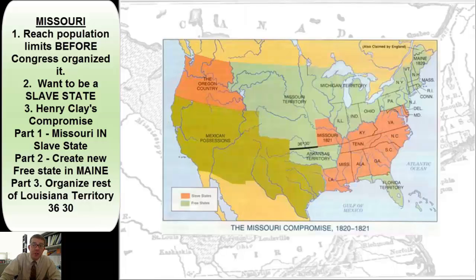And so here's what the United States looks like after the Missouri Compromise. The balance is maintained. Missouri comes in as a slave state. Maine is created as a free state. And they draw this line on the map and say, in the future, you cannot bring slaves here. You can bring slaves here.